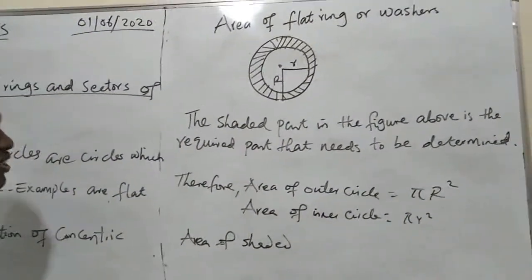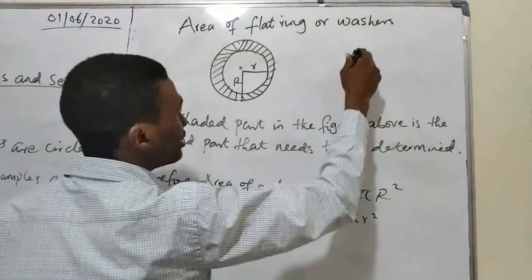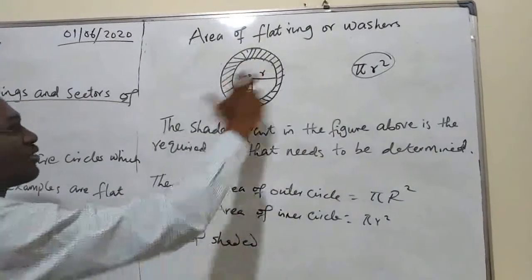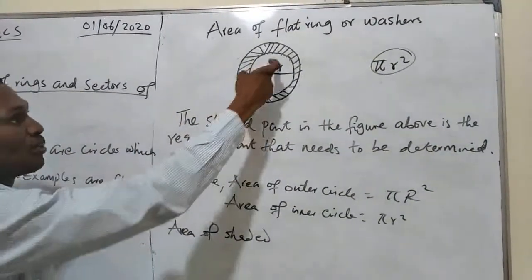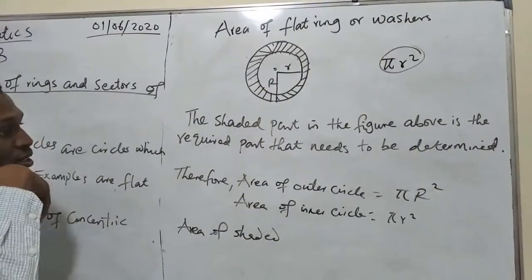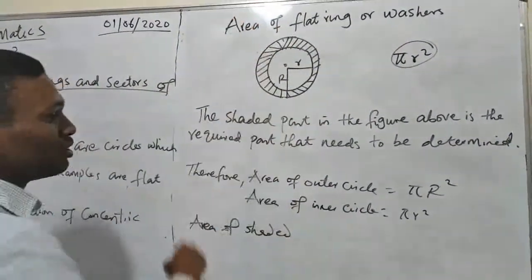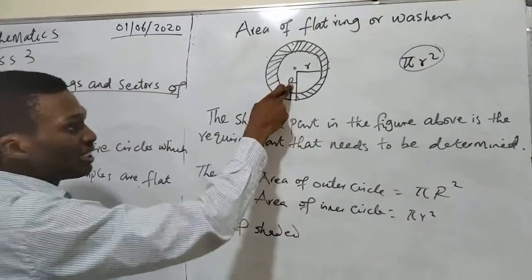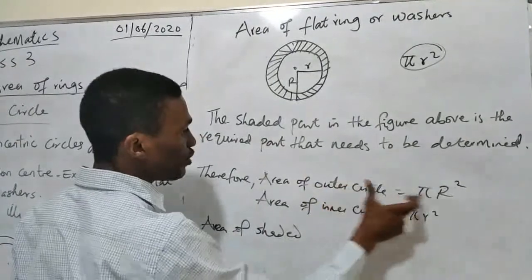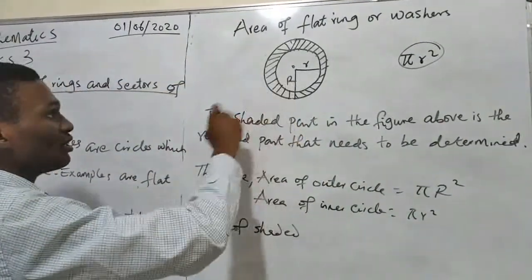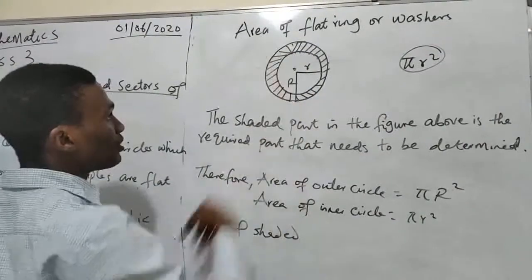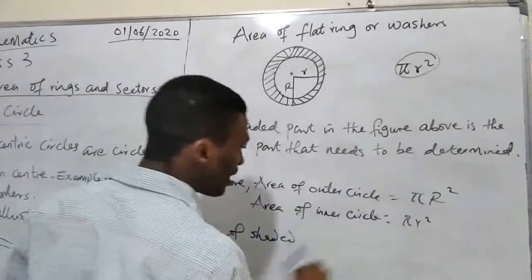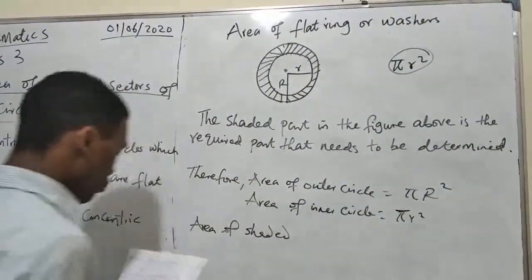So we'll be looking at the area of a circle. We all know that the area of a circle is given as pi r squared. But here we have different radii for the two circles: the small radius and the big radius. So the area of the outer circle is pi R squared, where we use big R to represent the radius. And for the inner circle, since our radius is represented with the small r, the area is pi r squared with the small r.